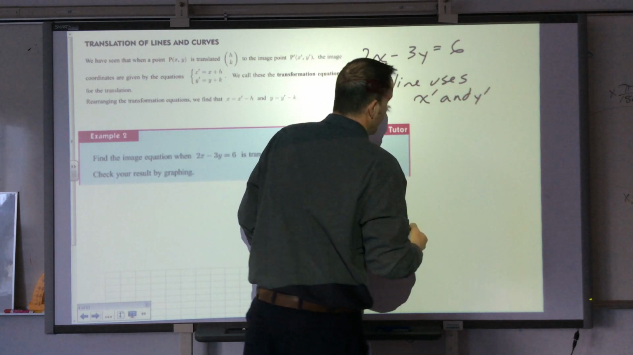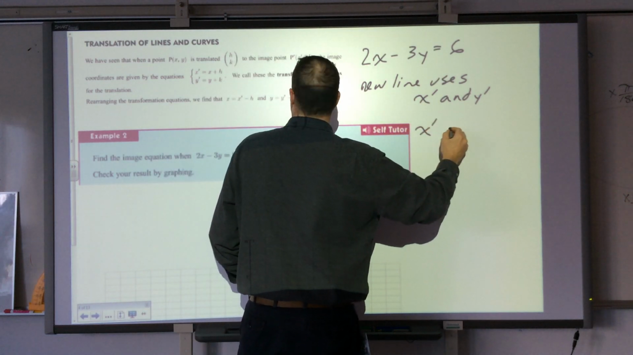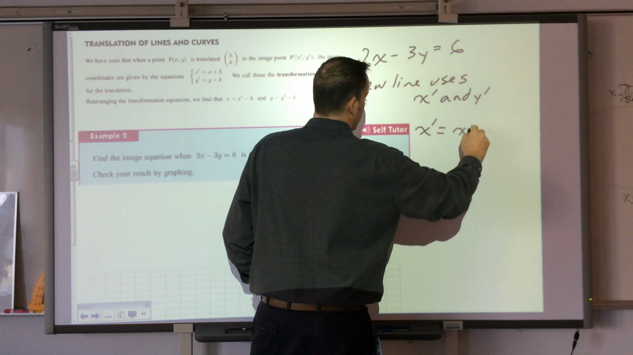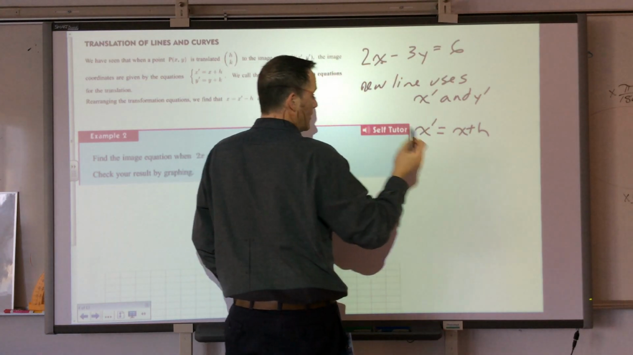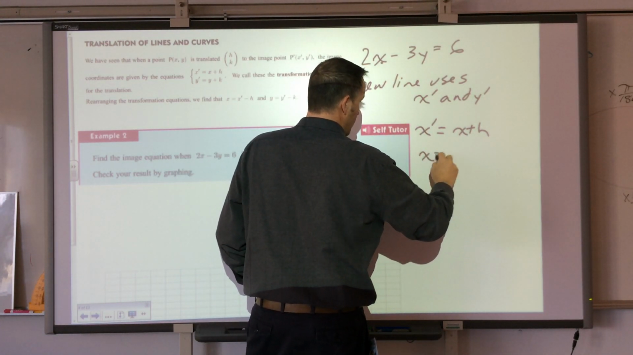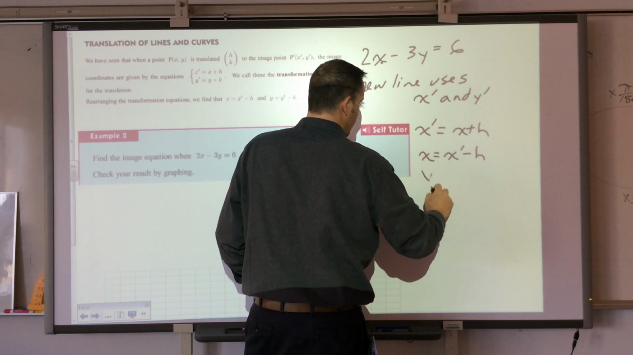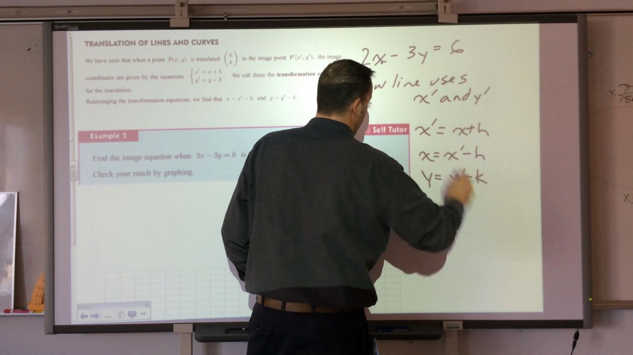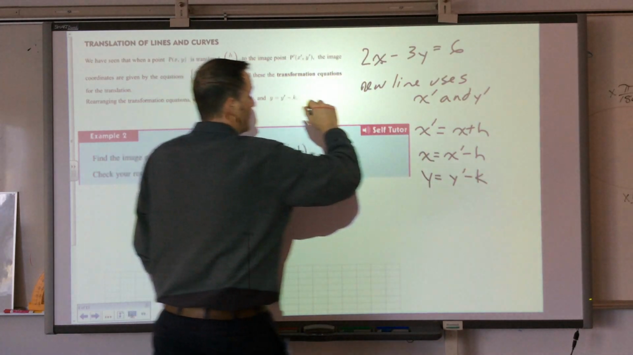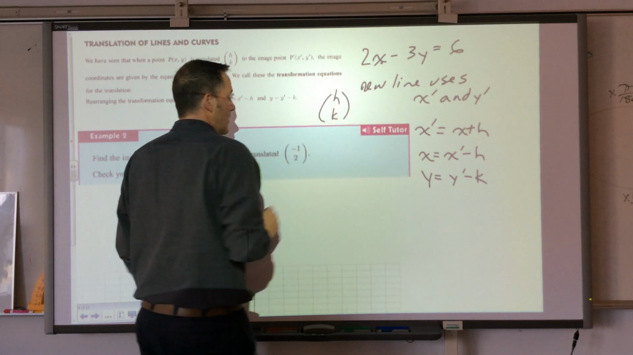So x prime equals x plus h. But I want to replace x, so I need to know what x is. So x is going to be equal to x prime minus h. And y is going to be the same thing: y prime minus k. Just because our translation vector is (h, k).